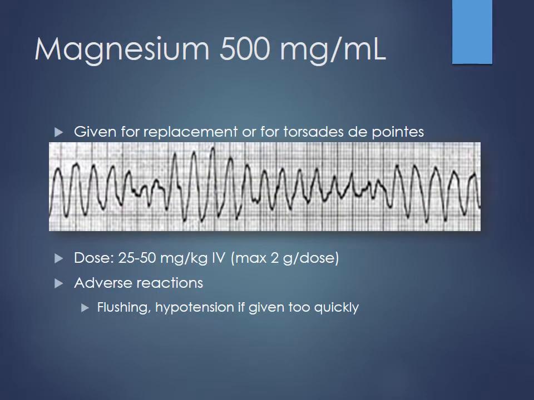Okay, and then we have magnesium. Magnesium is primarily kept in the code cards for treatment of torsades. So again, if you see a rhythm like this, give magnesium for it.